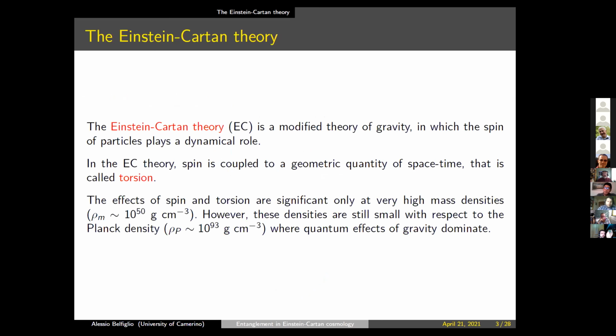So the Einstein-Cartan theory is a modified theory of gravity in which the spin of particles plays a dynamical role. Dynamical in the sense that spin is coupled to a geometric quantity of space-time that is called torsion. In general, the Einstein-Cartan theory has not been experimentally verified yet because, in order to see differences between the Einstein-Cartan and the Einstein theory of relativity, we need to go to very high mass densities that are still small with respect to the Planck density, in which we should consider a quantum theory of gravity, but at the moment are very high, so there is no experimental verification of the theory.